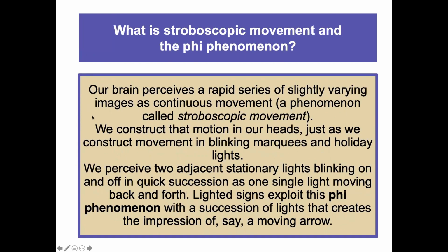So what is stroboscopic movement and the phi phenomenon? Our brain perceives a rapid series of slightly varying images as continuous movement, which is called stroboscopic movement. We construct that motion in our heads, just as we construct movement in blinking marquees and holiday lights. The movement isn't actually there. It's just our perception. We perceive two adjacent stationary lights blinking on and off in quick succession as one single light moving back and forth. Lighted signs exploit this phi phenomenon with a succession of lights that creates the impression of something moving.